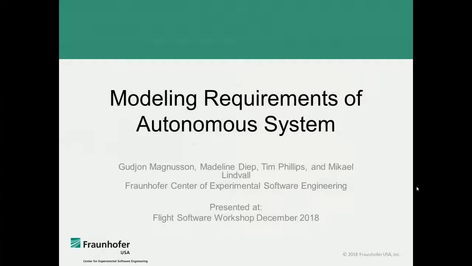Yes, hello. Well, my name is Gudjon Magnusson, and I'm a research scientist here at Fraunhofer Center for Experimental Software Engineering, and I'm going to be the presenter today. So good morning, and sorry we couldn't be there in person. Hopefully this will work. So we're going to be presenting some work that we did as part of the NASA Software Assurance Research Program earlier this year on modeling requirements for autonomous systems.